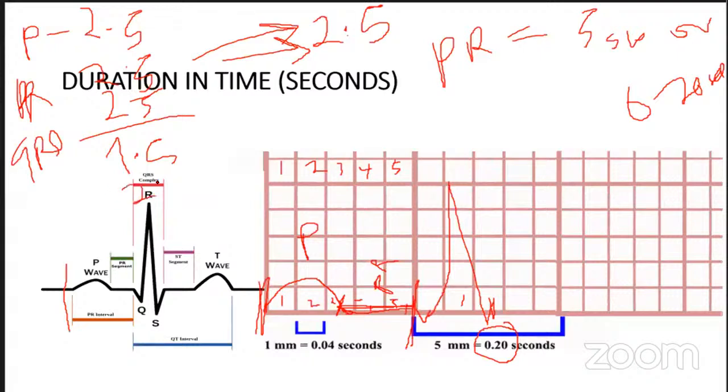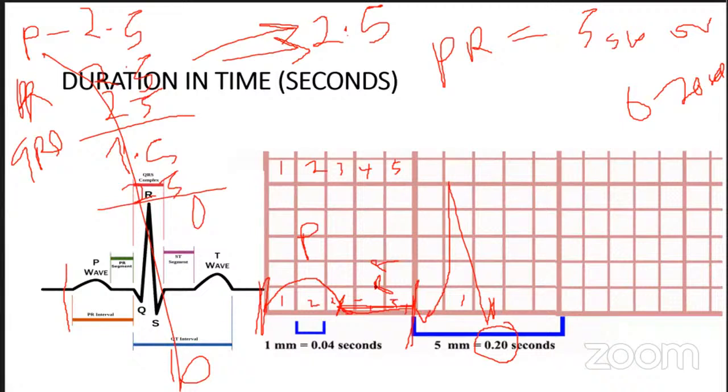If I add another 2.5 here, it gives me what? 10. And that's the duration for my QT interval. So again, P wave 2.5, PR segment 2.5, QRS complex 2.5. If I add all of them, it gives me 7.5. If I add another 2.5, it gives me 10. And that's the duration for my QT interval.